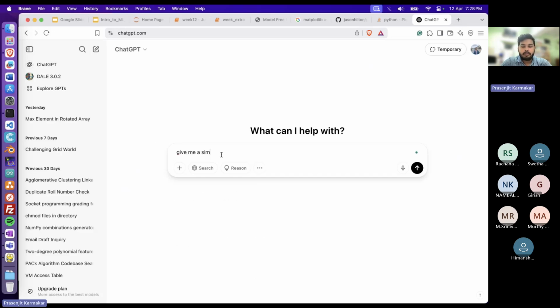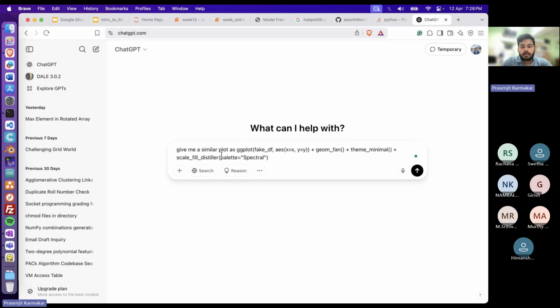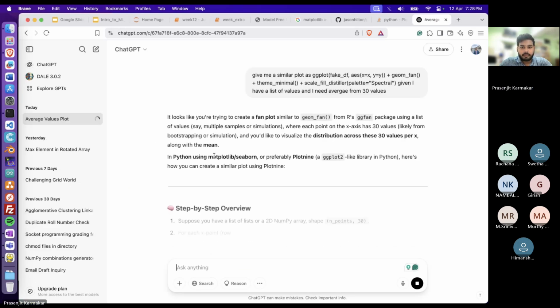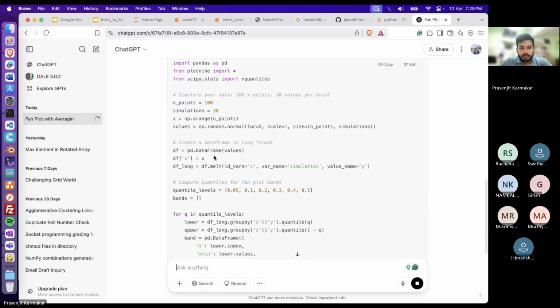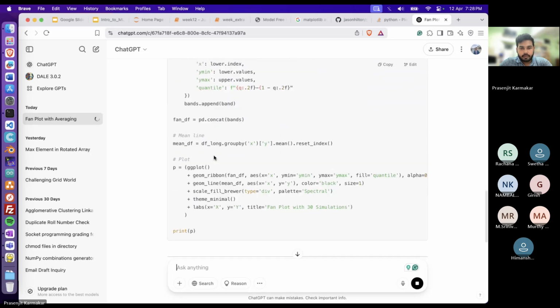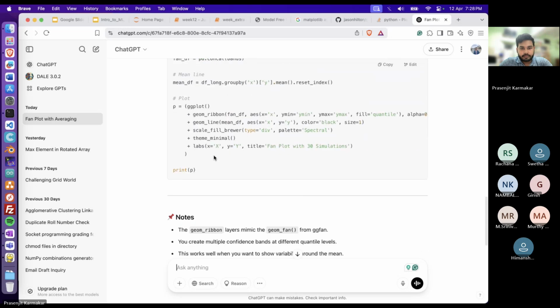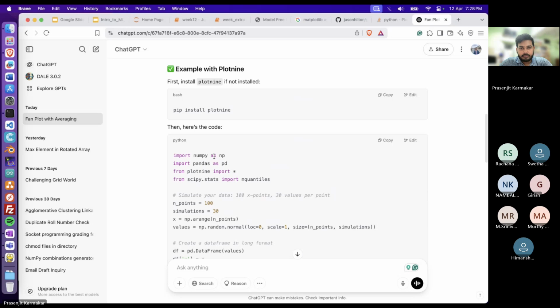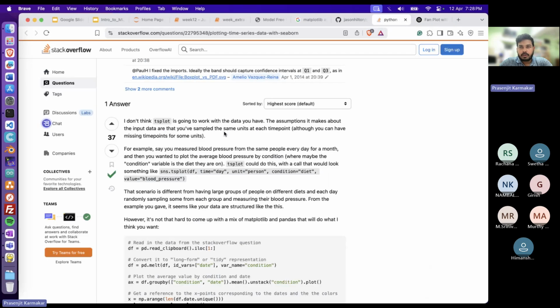Okay. Similar plot as ggplot. Given I have a list of values, and I need average from 30 values. Not that much helpful.